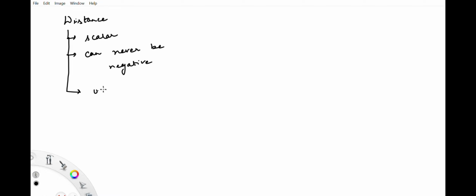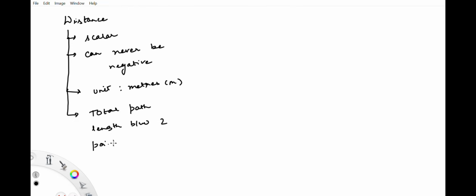It's a scalar quantity and its unit is meters. You can also write it like small m over here. So it's a scalar quantity, it can never be negative, and it is defined as the total path length between 2 points.